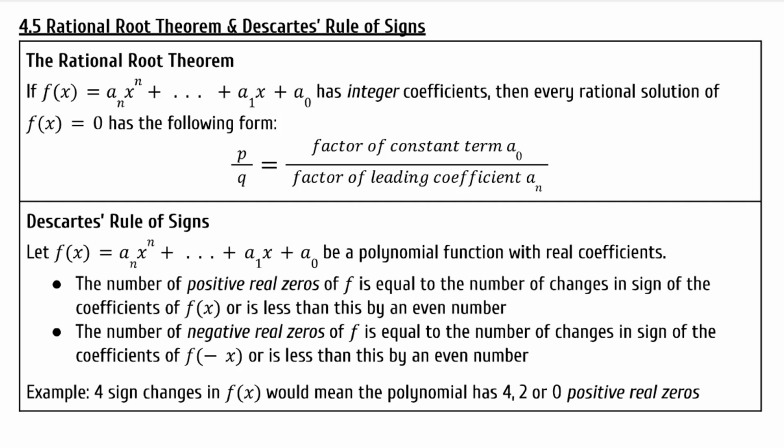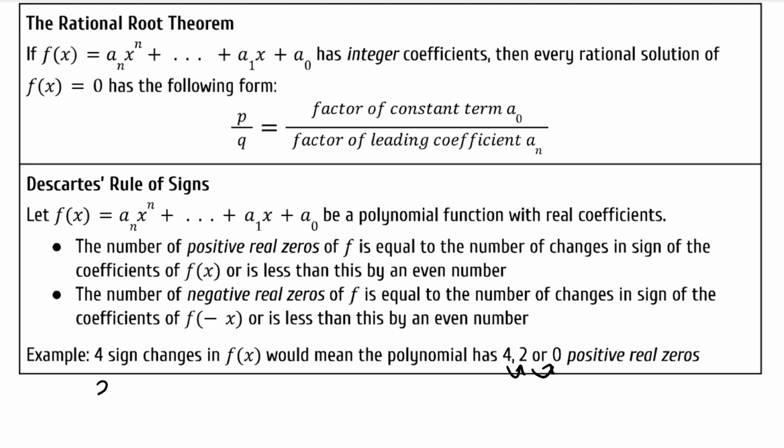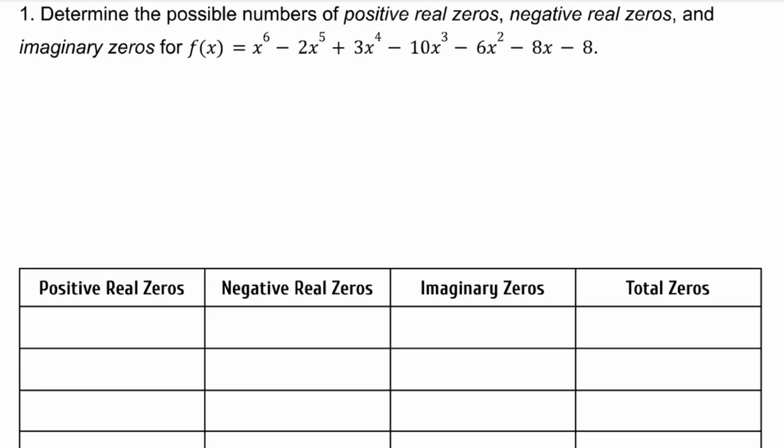For example, if your polynomial f of x changes sign 4 times, that would mean f of x has either 4 positive real zeros, 2 positive real zeros, or 0 positive real zeros. That's what this means by less than by an even number. Let's say you had 3 sign changes, then your polynomial would have either 3 positive real zeros or 1 positive real zero. Determine the possible numbers of positive real zeros, negative real zeros, and imaginary zeros for this polynomial.